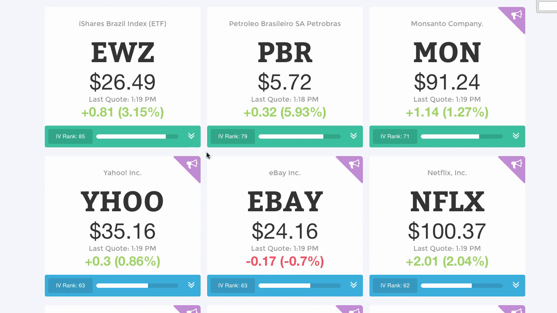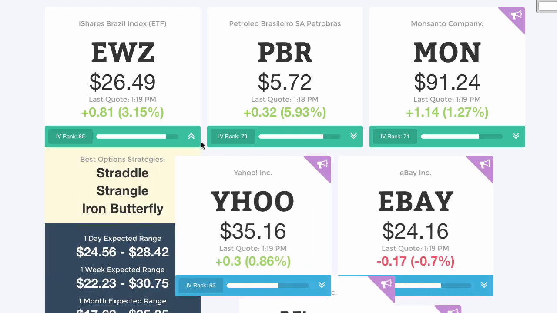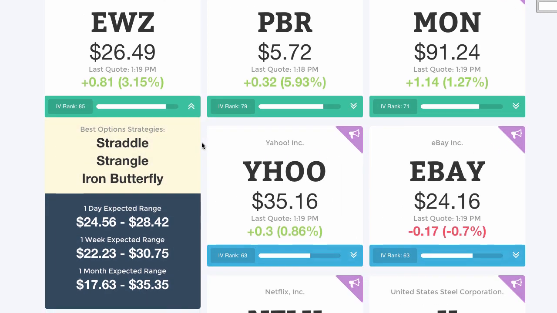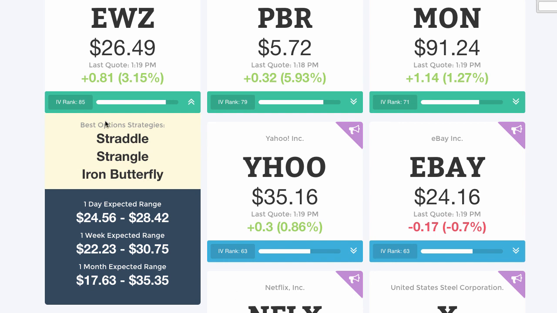What's really cool about this software that we built with this watch list is that we also built in the capability of telling you exactly what strategies work best for different implied volatility ranks. So instead of having to go back to these slides and talk about those different levels, we already pre-built it in here. If you're looking at EWZ and implied volatility rank right now is at 85, the software automatically tells you that these are the 3 best strategies that you can use. You can do a straddle, a strangle, or an iron butterfly.